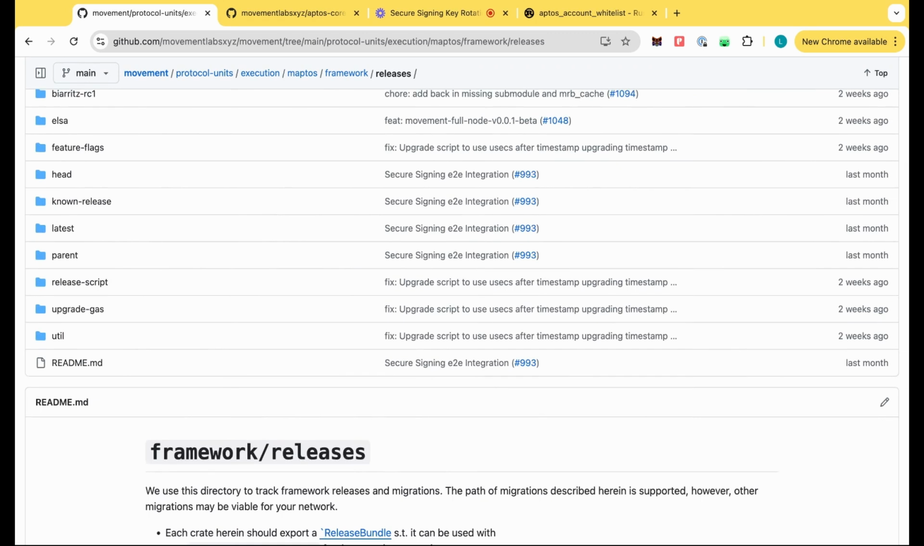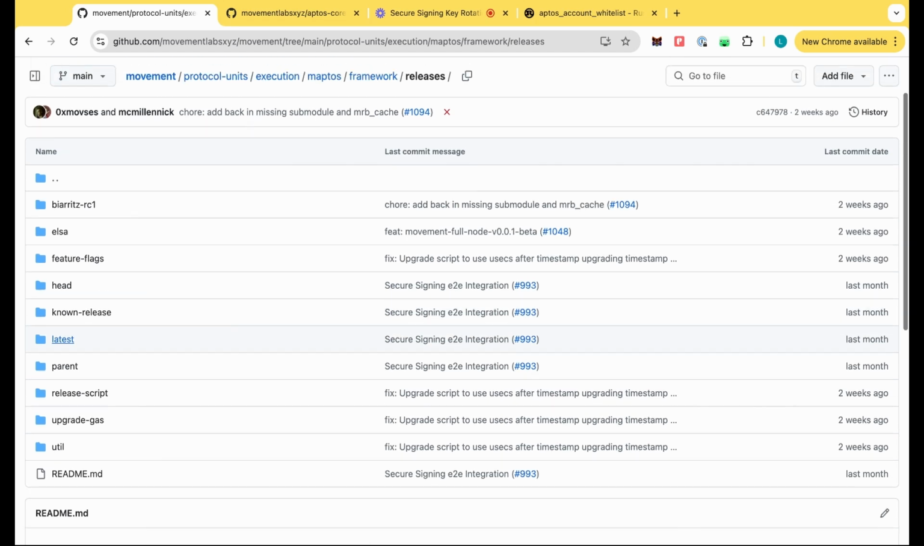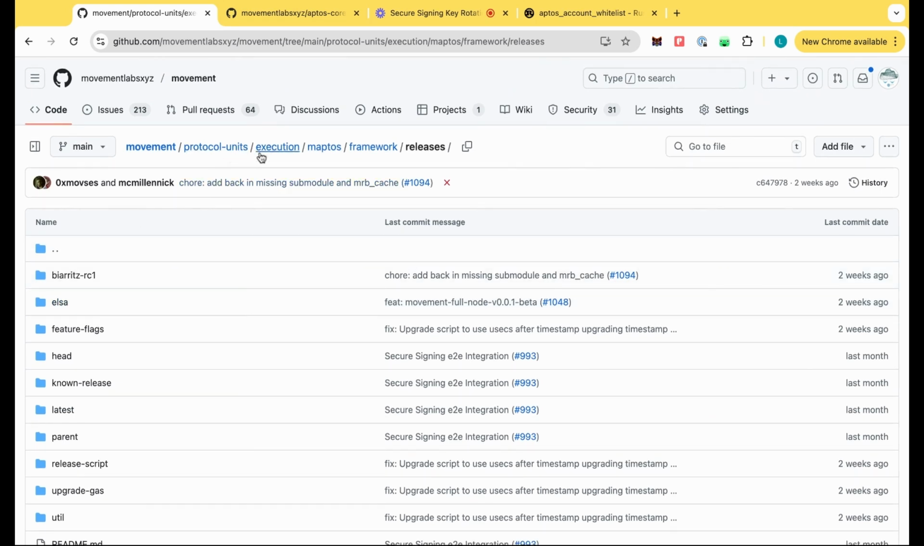So that's something we've done a little bit different from Aptos, is we've tried to keep essentially a DAG of, okay, we can upgrade from ELSA, which was our first ever release, to Biarritz RC1, and then Biarritz RC1 to latest. So that should be preserved here. It's interesting to take a look at how we're making the upgrades in addition to the actual framework bundle, some of the surrounding logic. But yeah, this is another point of interest, I would say.